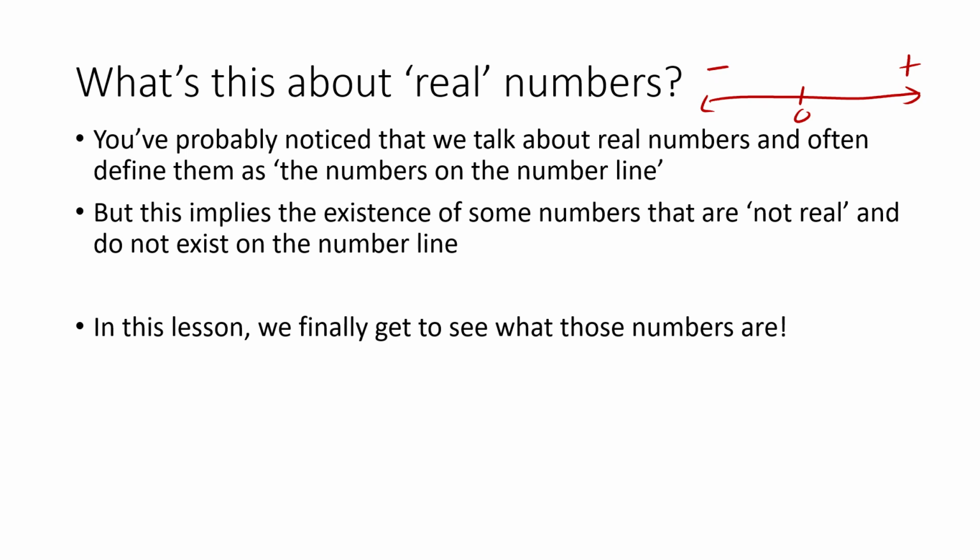But this implies the existence of some numbers that are not real. Otherwise, we would just say the domain of a quadratic is all numbers. But we don't say all numbers, we say all real numbers, which means somewhere out there, there are numbers that are not real and do not exist on the number line. In this lesson, we finally get to see what those numbers are.